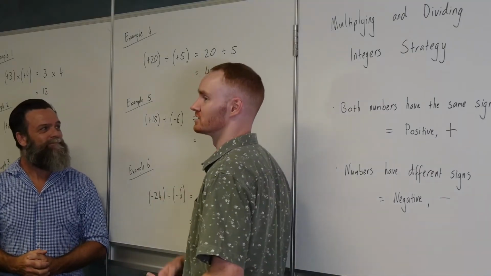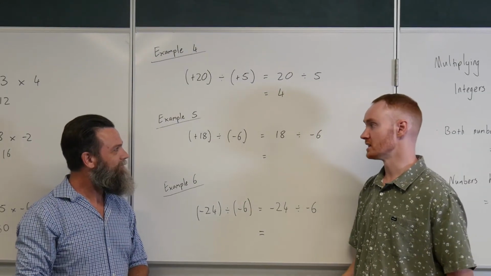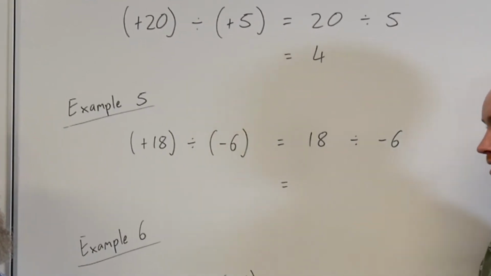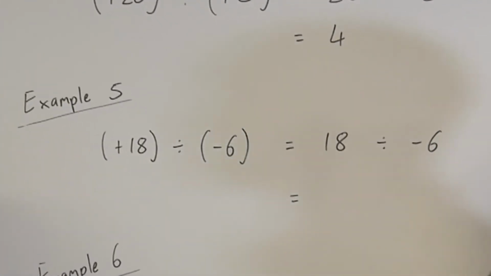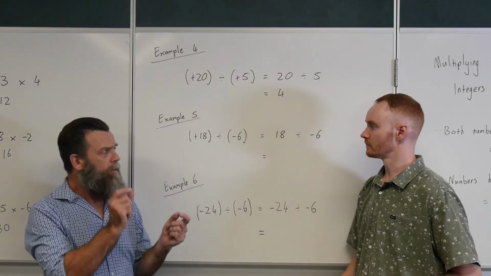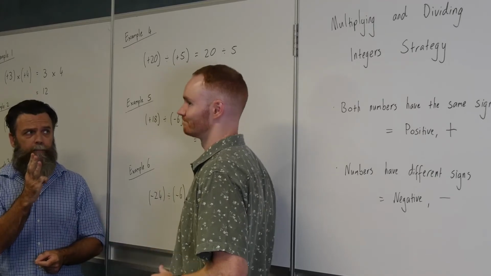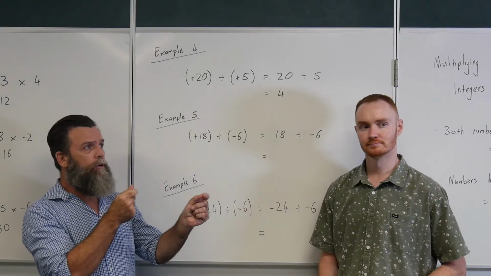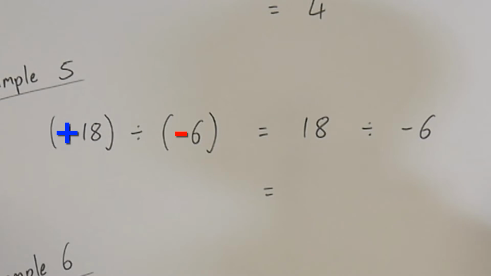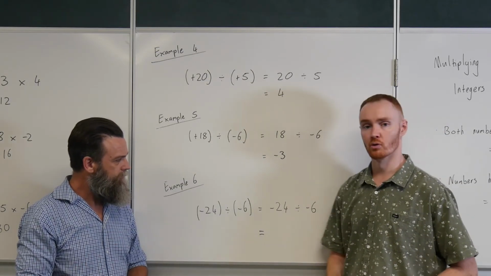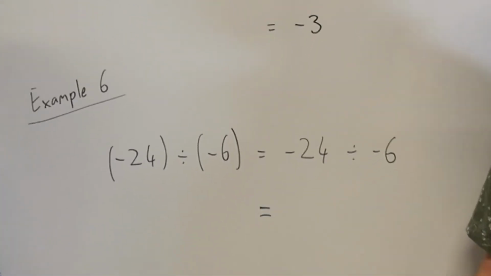Okay, let's look at the second example. Example 5. We've got positive 18 divided by negative 6. It's already been rewritten for us. So Mr. Wilkie, think back to the last examples. What's the solution going to be here? Again, I'm going to do 18 divided by 6, giving me an answer of 3. I'm then going to think the signs are different, so the answer is going to be negative. Fantastic, Mr. Wilkie, you've got it. Negative 3. Awesome. In our final example, we've got two negative integers, negative 24 divided by negative 6.